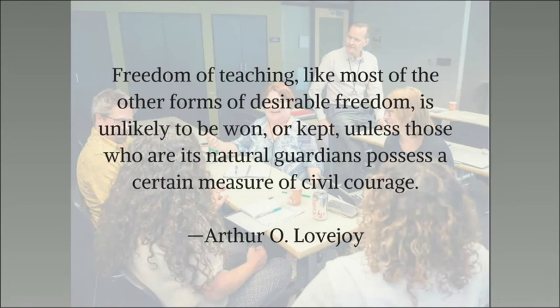And then I will end with a quote by AAUP founder Arthur Lovejoy, which I think is particularly relevant to our current discussion: freedom of teaching, like most of the other forms of desirable freedom, is unlikely to be won or kept unless those who are its natural guardians possess a certain measure of civil courage. That concludes this presentation.